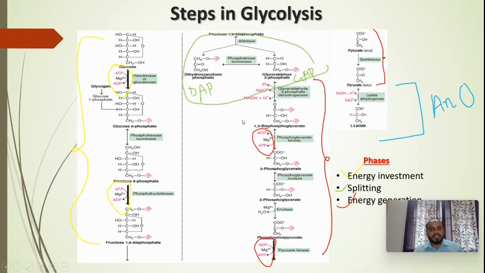First is the energy investment phase, where you can see that glucose, in the presence of the enzyme hexokinase, is getting converted into glucose 6 phosphate. This is the first most important reaction in glycolysis, where we can see glucose has converted into glucose 6 phosphate.